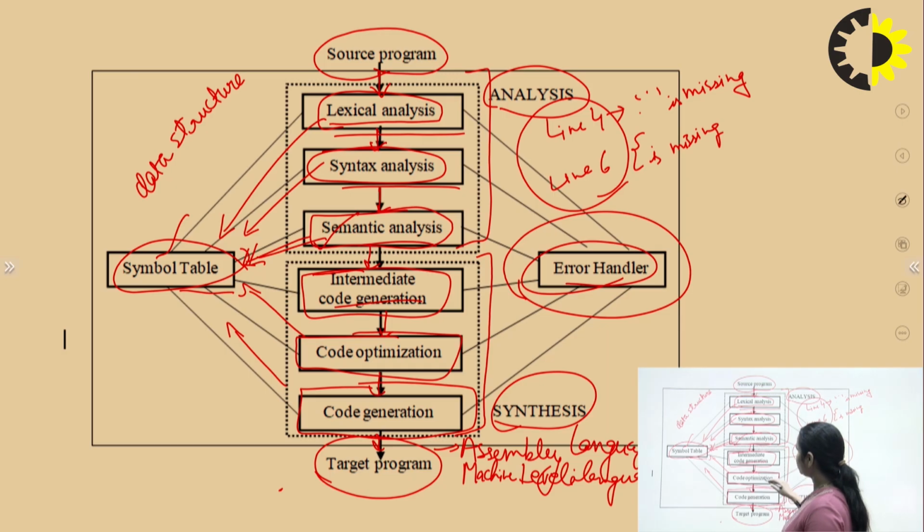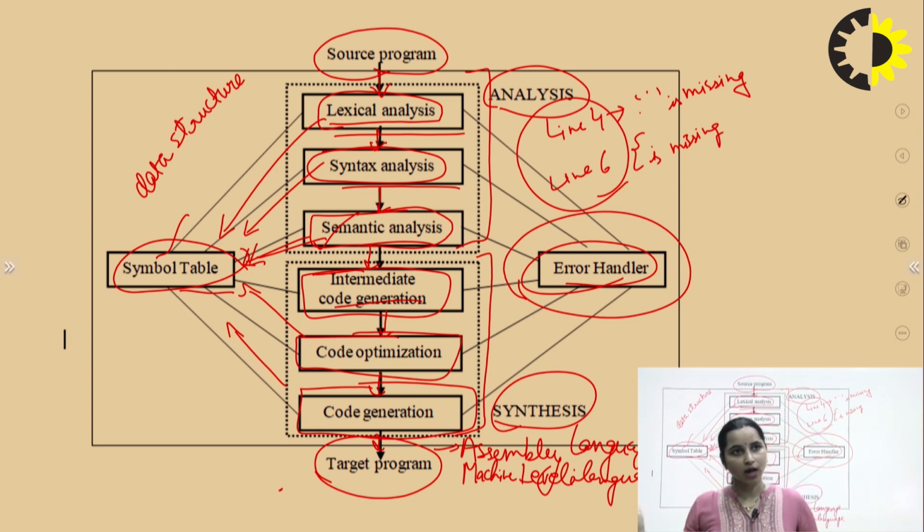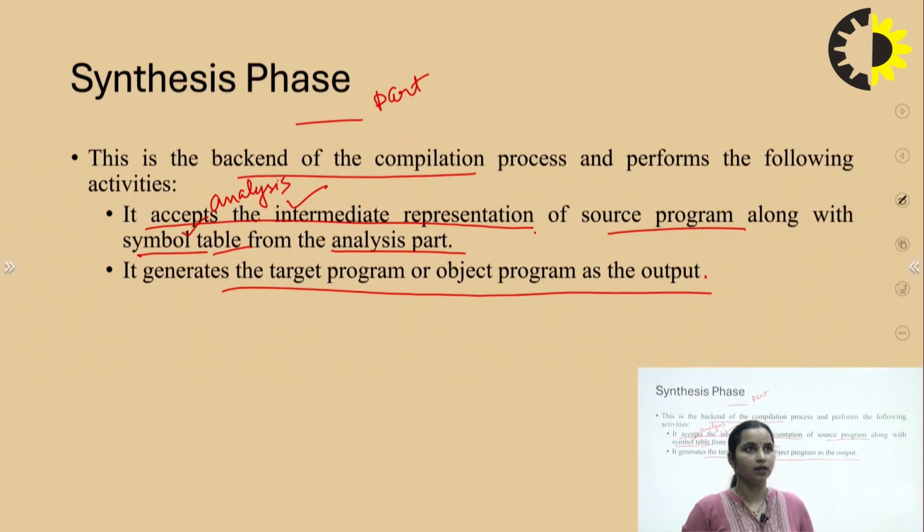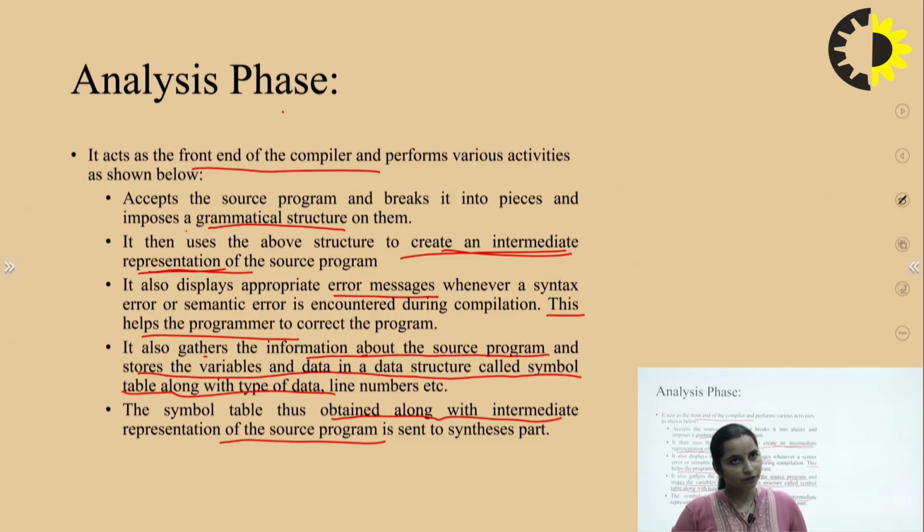But before that, it is very much required to understand how the compilation is working. The compilation is about how the analysis phase, the error handling, and the synthesis part are covered. So the analysis part and the synthesis part are both parts of the back end and front end of the compiler. In the previous slide I mentioned that the analysis is the front end of the compiler.